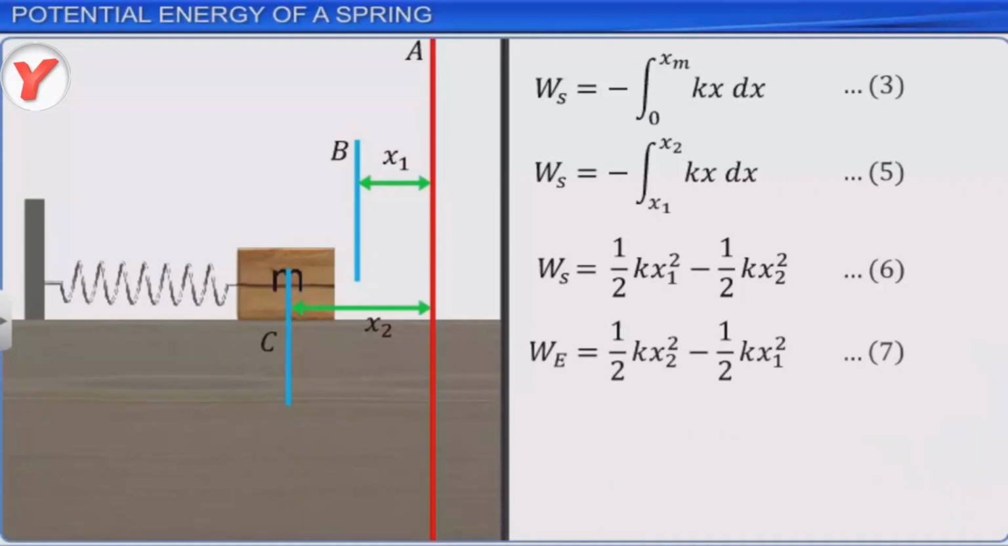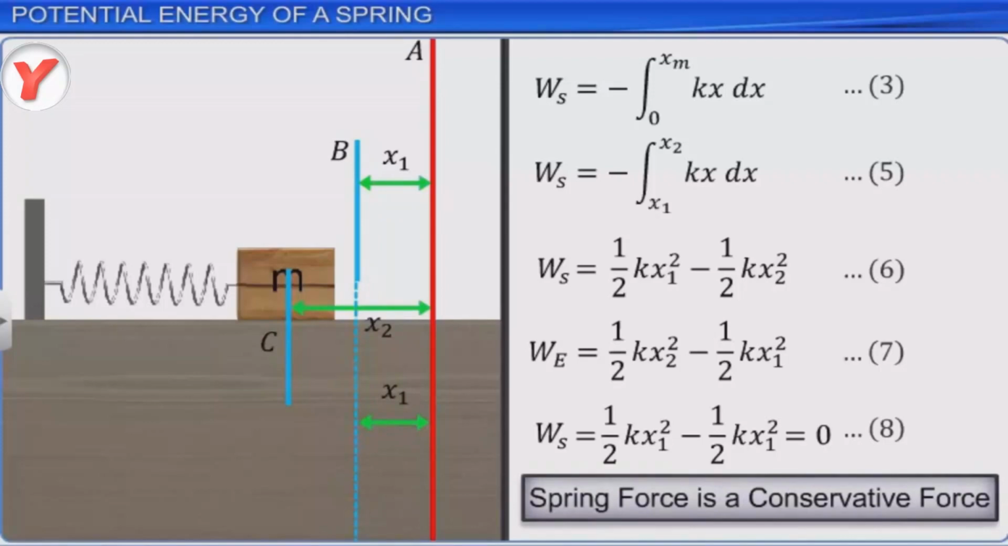Now if the spring is compressed to x2 and brought back to x1, then the work done by the spring force according to equation 7 will be half kx1 square minus half kx1 square, since the final position is the same as the initial position. Then the work done will be equal to 0, as in equation 8. This proves that the spring force is a conservative force, since the work done for a closed path or round trip is 0.